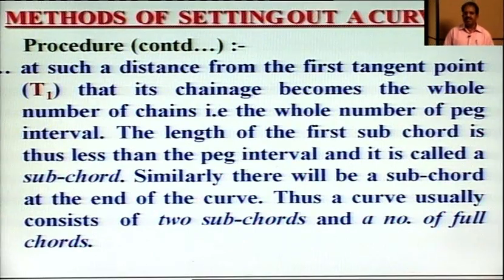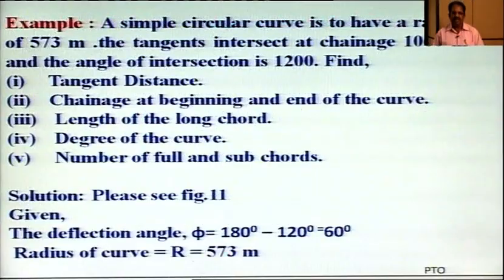T1, so that its chainage becomes the whole number of chains, that is, the whole number of peg intervals. The length of the first sub-chord is thus less than the peg interval, and it is generally called a sub-chord. Similarly, there will be a sub-chord at the end of the curve. So, we will have two sub-chords, one at the beginning and one at the end. Thus a curve usually consists of two sub-chords and a number of full chords of 30 meters each.